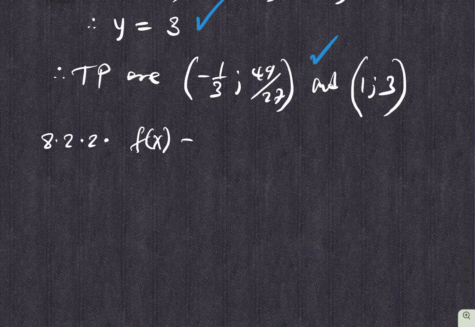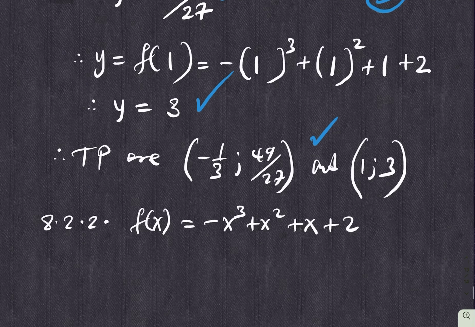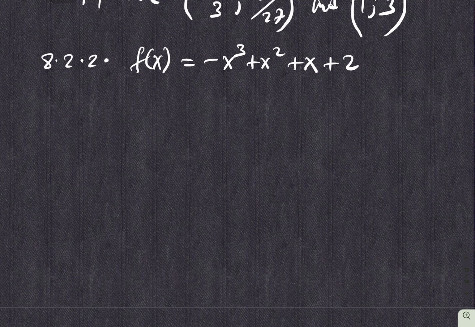Okay, so f(x) is equal to negative x cubed plus x squared plus x plus 2. The y-intercepts will occur when x is 0. Therefore, this graph is going to pass through (0, 2). When you put 0 there, you get 0 and positive 2 for the y-intercept.